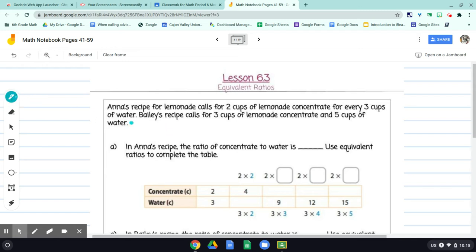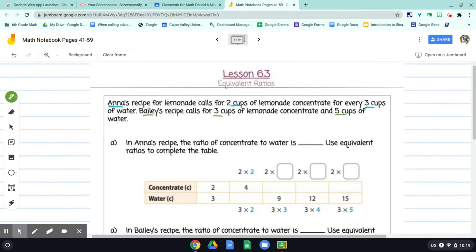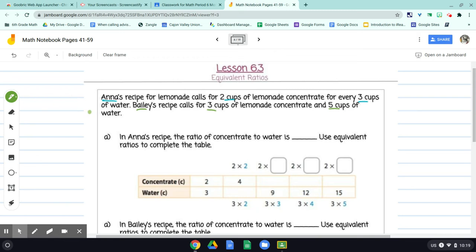Okay, so 6.3 is what we're at, and it says at the top, Anna's recipe for lemonade calls for 2 cups of lemonade concentrate for every 3 cups of water. So Anna's calling for 2 cups of lemonade concentrate, 3 cups of water. Then there's Bailey. Bailey also has a recipe for lemonade that calls for 3 cups of lemonade concentrate and 5 cups of water. So we're going to be comparing their lemonade recipes.